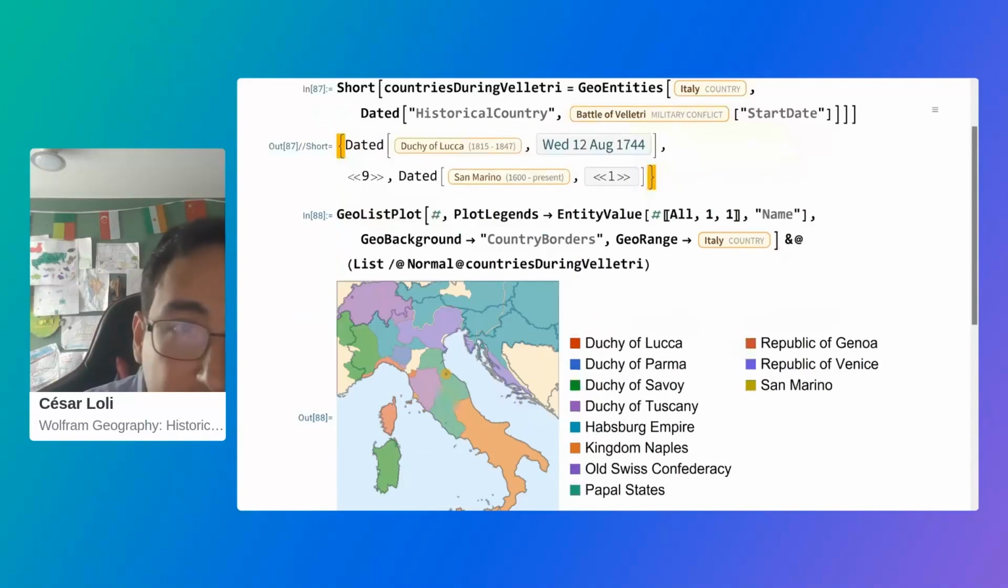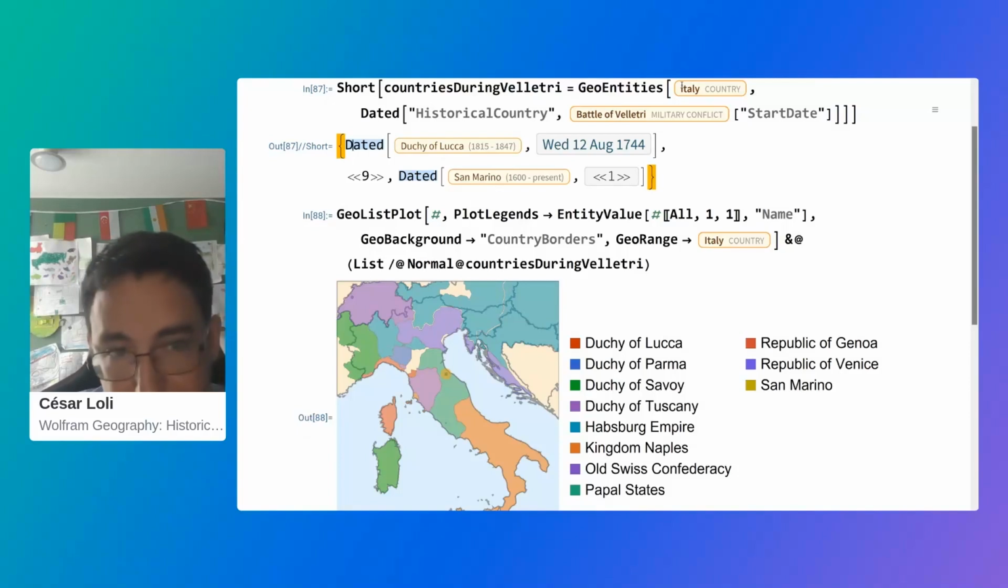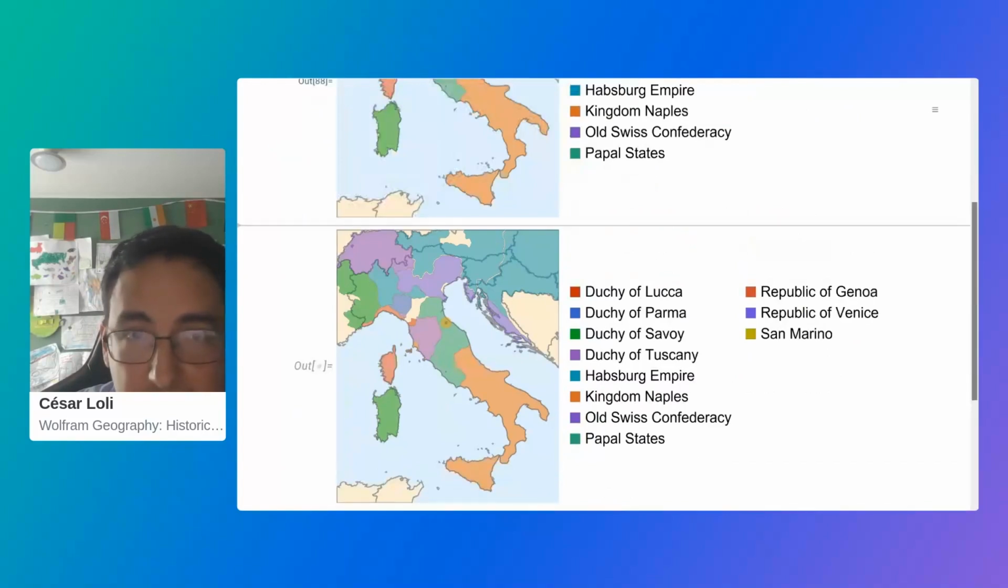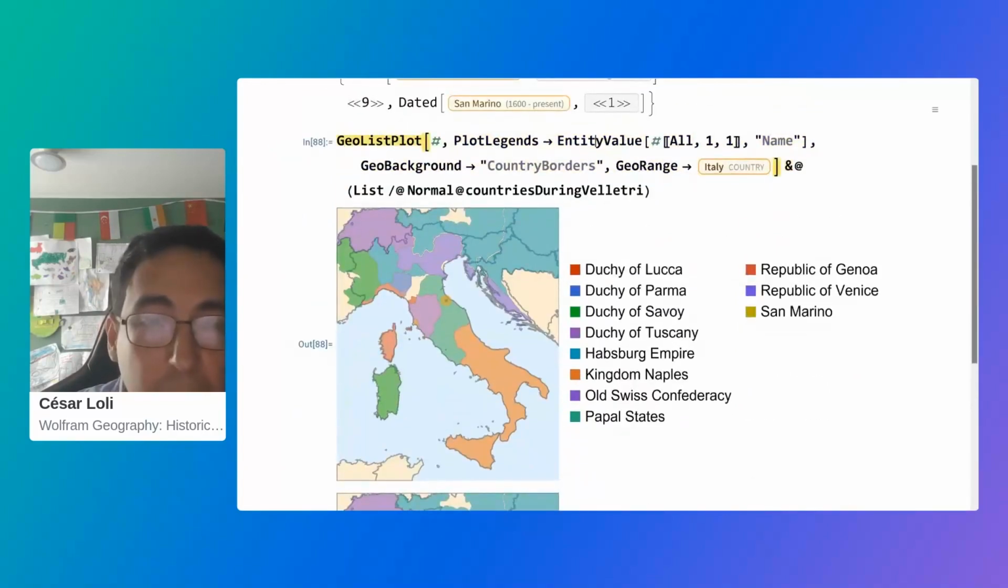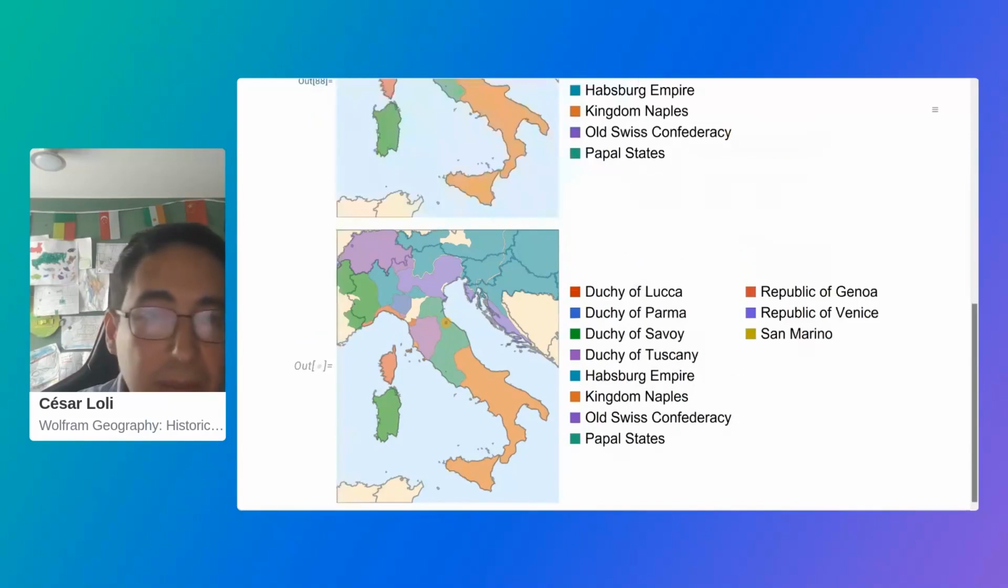We can use the dated wrapper that is returned by the function, the wrapper with the specific date, in order to plot the specific polygon that we want at that time. I am doing this here with countries. We can do this with administrative divisions, etc. We can see how Germany was in the year 300 BC, etc.